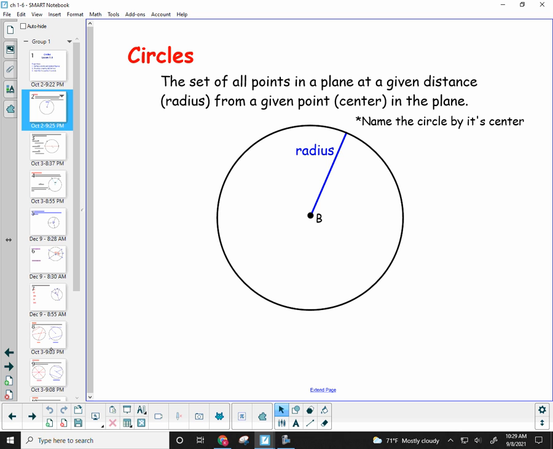To name a circle, we name it according to the center. So in this case, the center is named B. This is referred to as circle B. So you make a circle, you put a dot in it, and you put the letter B. Capital B, because it's a point.